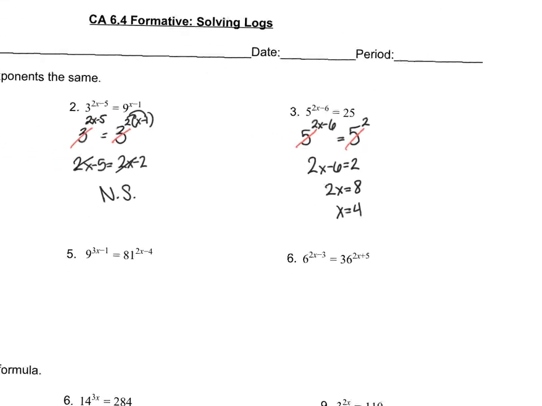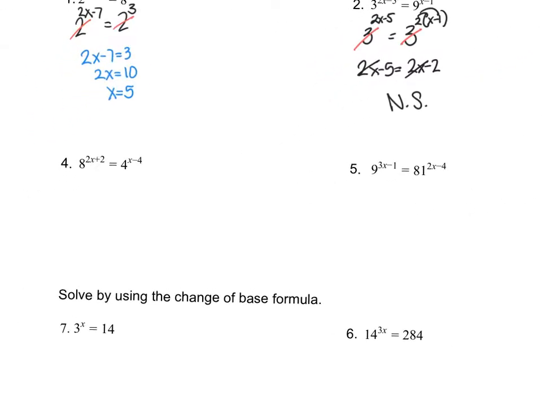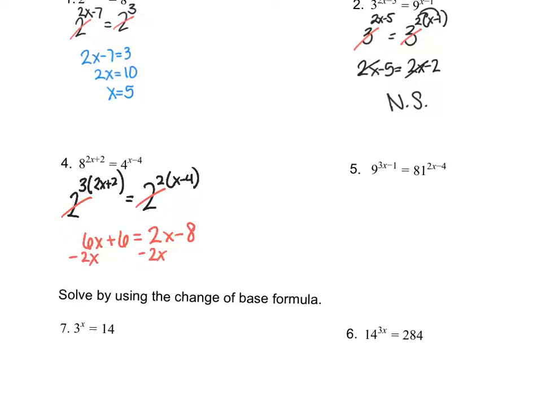The next one, we're going to get the bases the same, so we're going to get it down to 2. So 2 to the third power is 8, and 2 squared is 4. I'm going to drop the bases and solve the exponents. Don't forget to distribute. So 6x plus 6 equals 2x minus 8. Minus my 2x. So I get 4x equals negative 14. x is going to be negative 14 over 4, which is negative 7 over 2, or negative 3.5.